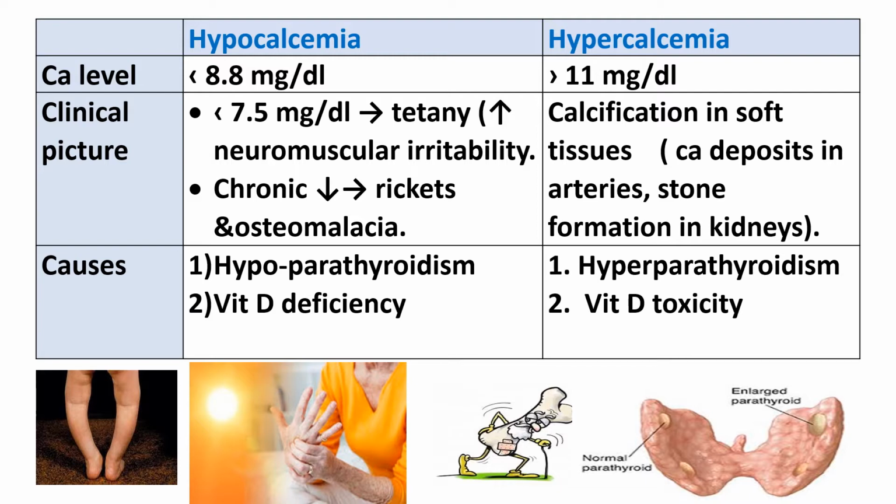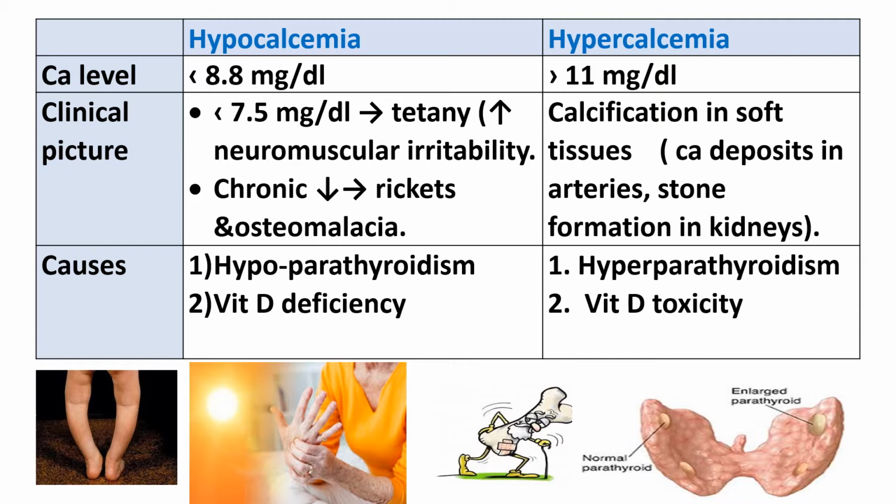On the other hand, if the parathyroid hormone is high or vitamin D is high, as in hyperparathyroidism or vitamin D toxicity, any of them being high leads to increased calcium level, and this is a condition of hypercalcemia. So as regards calcium and phosphorus, we discussed that the plasma level of calcium is 9 to 11 milligram per deciliter. This is a very important level to memorize.